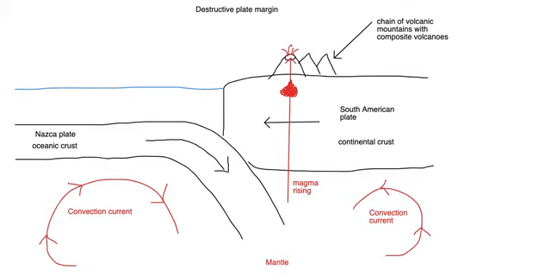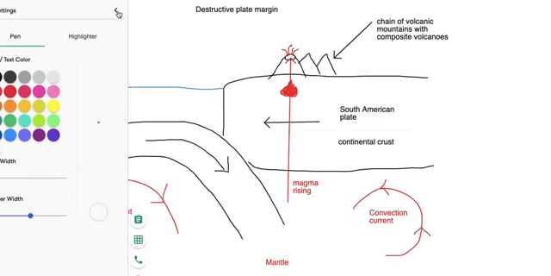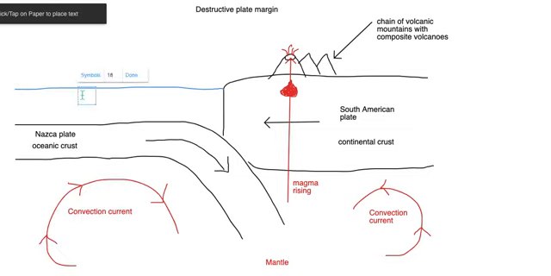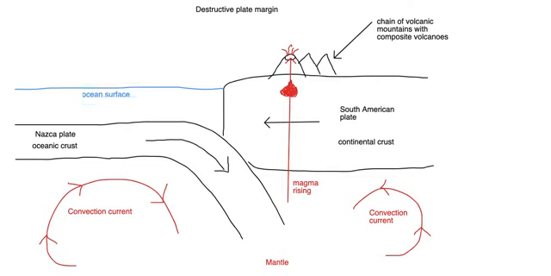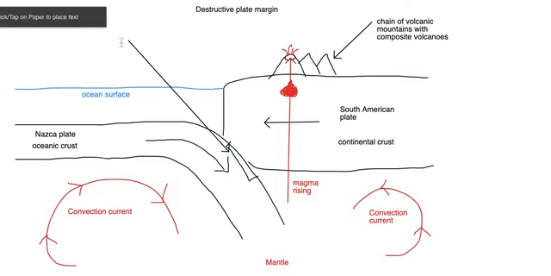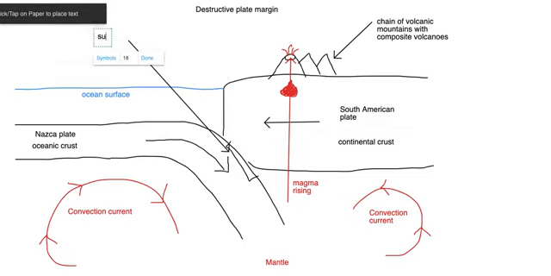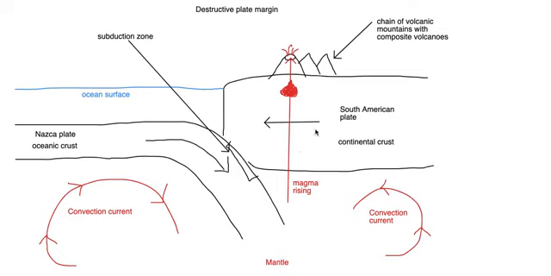I'm going to label my ocean surface again over here. And then there's a few more things to label. So there's a certain zone which is roundabout here, and this is quite important. This is called the subduction zone. So this is where that oceanic plate subducts underneath the continental plate.